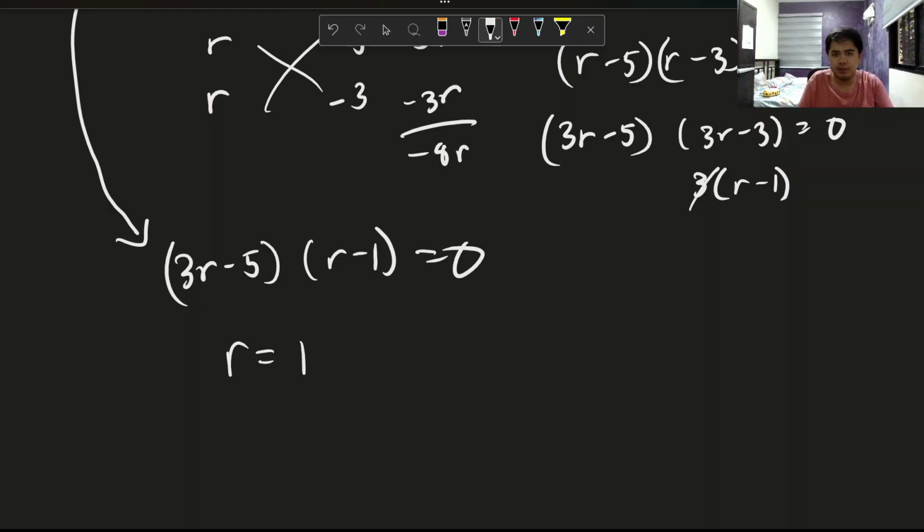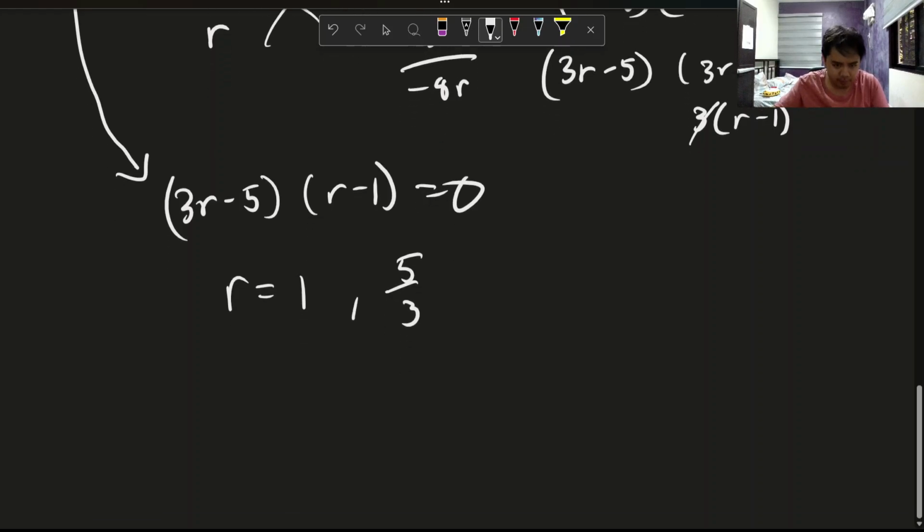From here, r equals 1, which is the thing we discussed in an earlier video when I said that a, b, and c are the same number. It means that the common ratio is 1. And here we found that the common ratio can be 1, but it can also be 5 over 3. Now, what are the implications of that? We will see later.